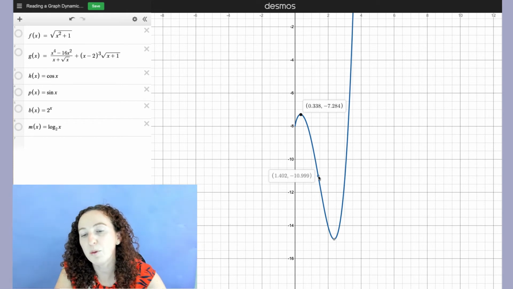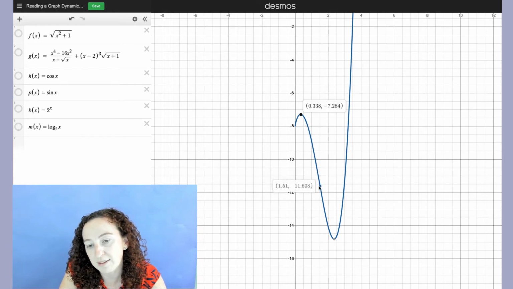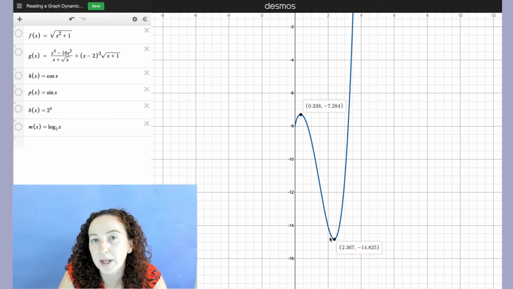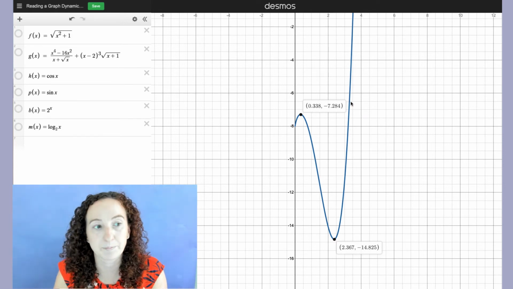But notice that everywhere to the left, my function is getting steeper. Everywhere to the right, it is becoming less steep until we hit this local minimum, and then our function starts increasing again, and it gets steeper and steeper, and it seems like it keeps getting steeper.